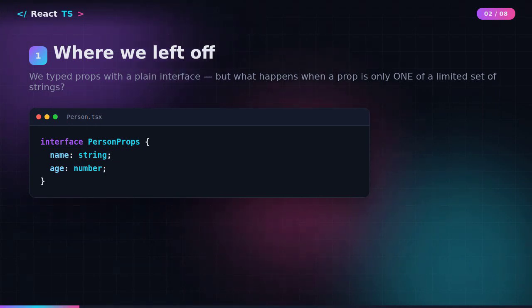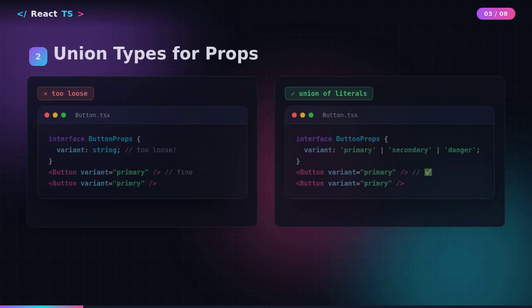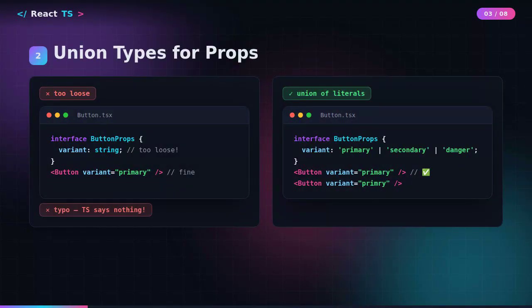Step 1. The problem with plain string. Interface ButtonProps, variant: string. Too loose. Button variant="primary". Fine. Button variant="primry". Typo, and TS says nothing. Step 2. Replace it with a union of string literals. ButtonProps, variant: 'primary' | 'secondary' | 'danger'. Button variant="primary". Yes. Button variant="primry". No. Type error.